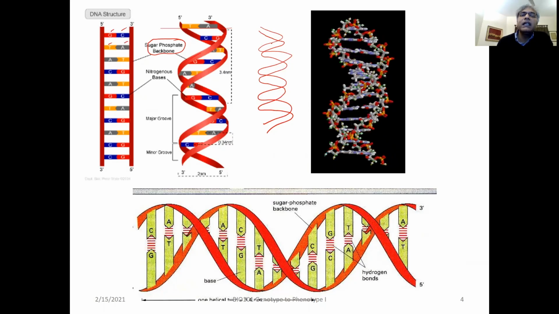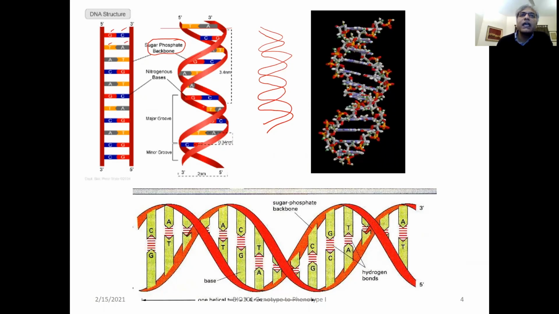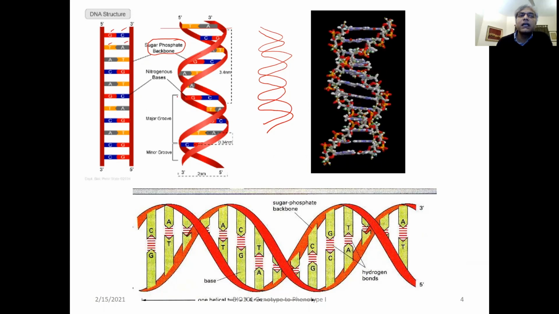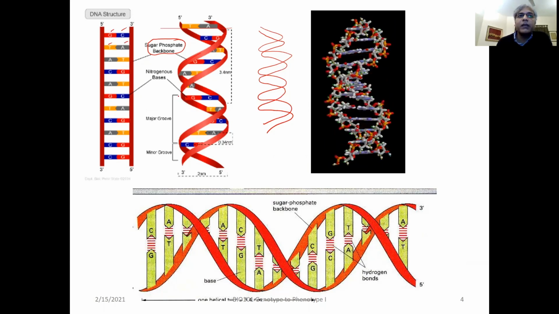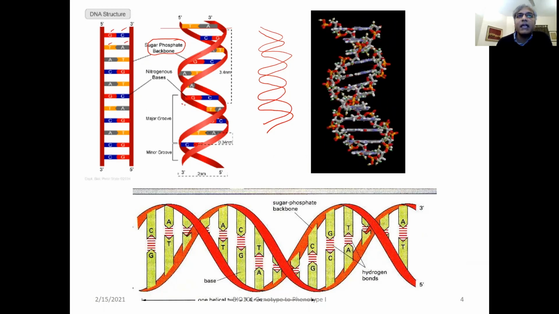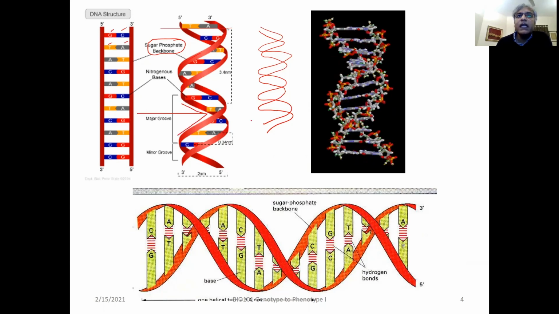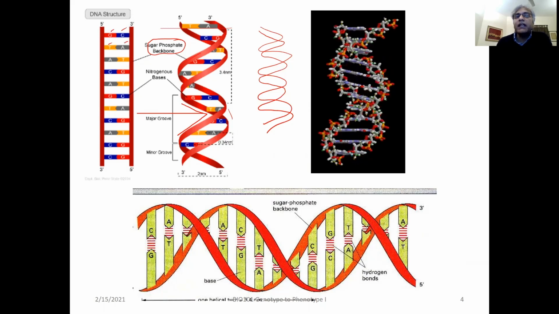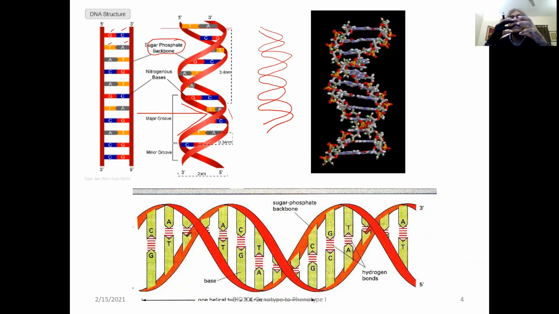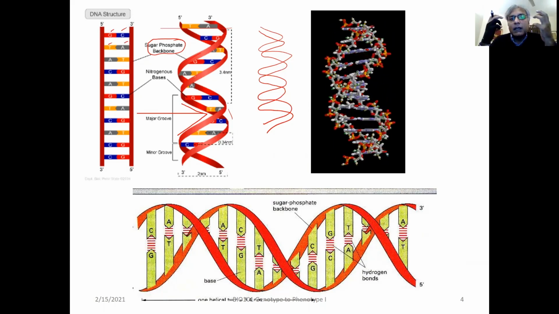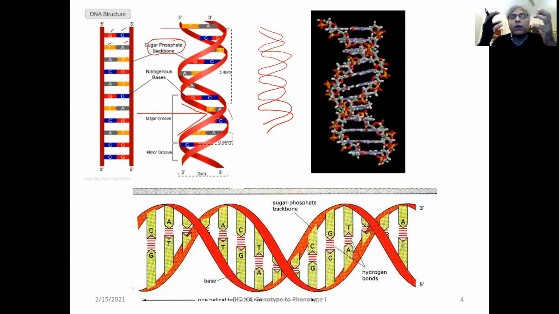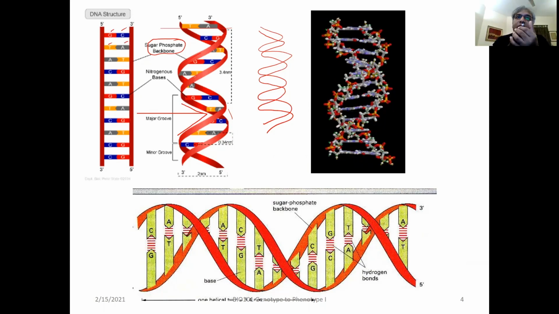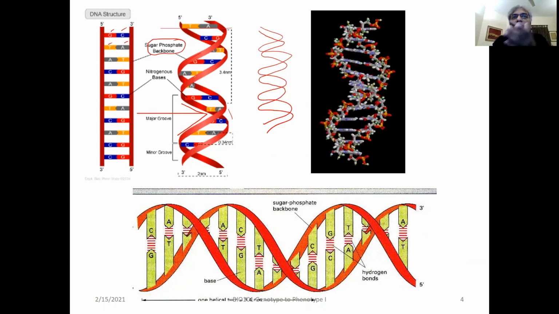And this double helical structure actually has a very, very specific conformation. On the one side, it has this major groove, and on the other side, it has the minor groove. And these major and minor grooves provide very, very specialized sites for proteins to bind and then regulate the expression of different genes.